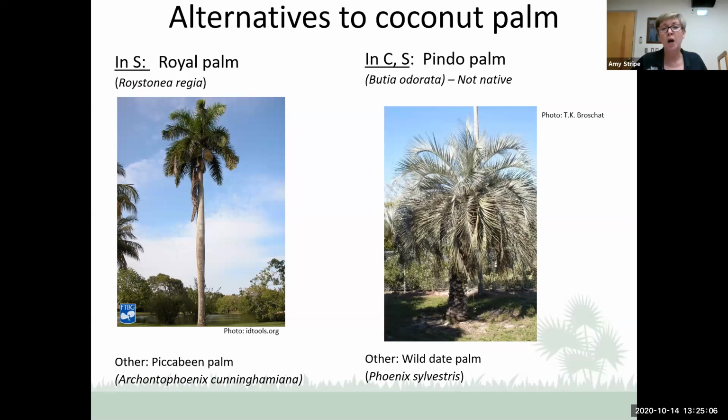In terms of other non-native species, for South Florida, the Pygmy date palm, which is Phoenix roebelenii, would be a really good choice. Another non-native choice for Central and South Florida might be the wild date palm, that's Phoenix sylvestris.